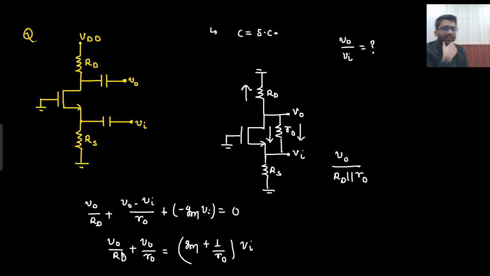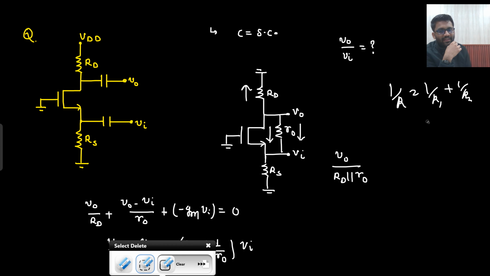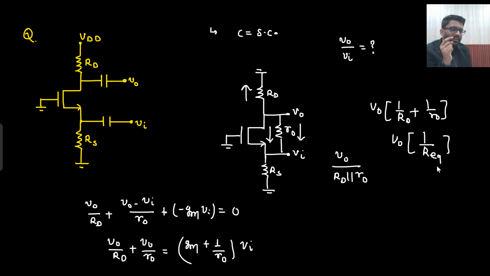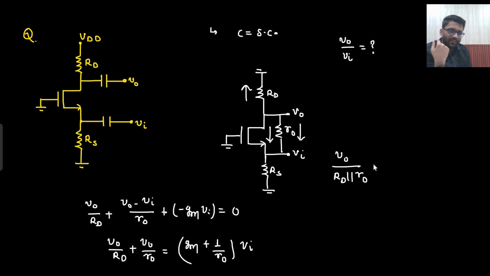Did you understand this step? V0 divided by RD parallel with R0. You should be able to understand. Try relating it. If you are not able to understand directly, then spend your time, because this I have already taught: 1 by r is equal to 1 by r1 plus 1 by r2. Same thing is happening here. Try understanding it on your own, or shall I explain it? Basically, this is V naught into 1 by RD plus 1 by r naught, which is equivalent to 1 by r equivalent. So what is your r equivalent? RD parallel with r naught only. So V naught by RD parallel with r naught.